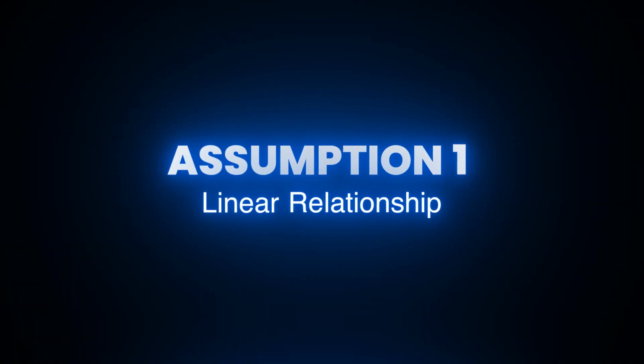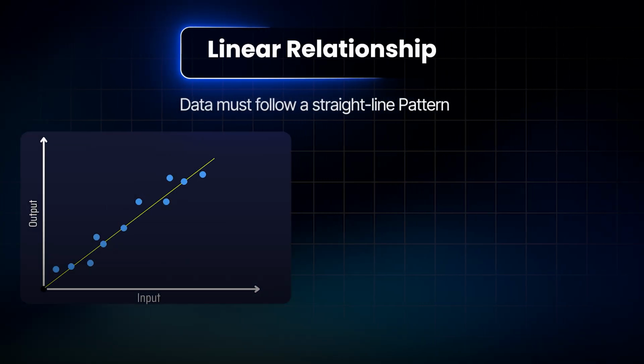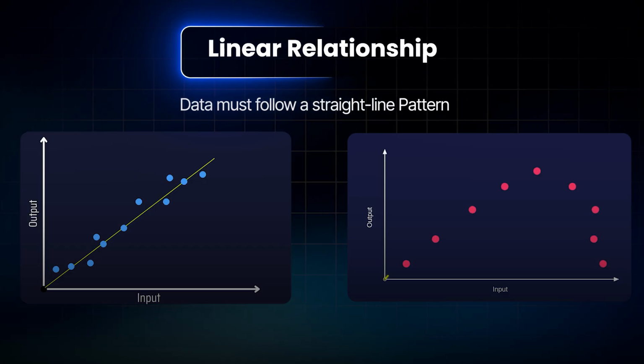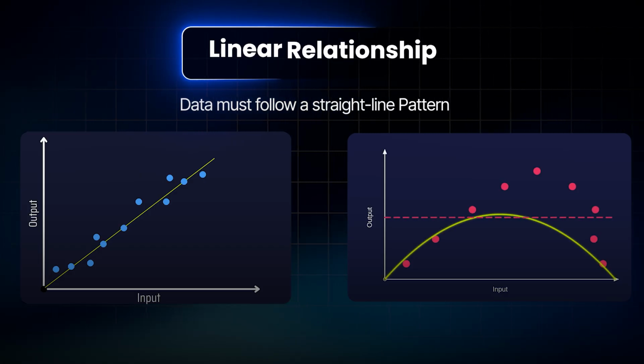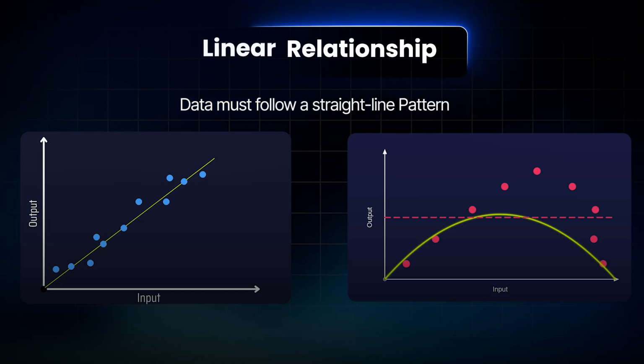Assumption 1, linear relationship. The relationship between input and output must be linear. If the data follows a curve, linear regression will underfit and give poor predictions. That's when I'd consider polynomial regression or decision trees instead.